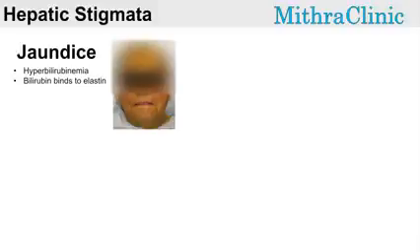Now, bilirubin is a breakdown product of heme catabolism, and normally the liver deals with the bilirubin and will excrete it in bile. But if the liver is not functioning properly, bilirubin can start to accumulate, leading to hyperbilirubinemia. Bilirubin tends to bind to elastin, and elastin is found in our skin, and that's why we get this yellowish hue in our skin.